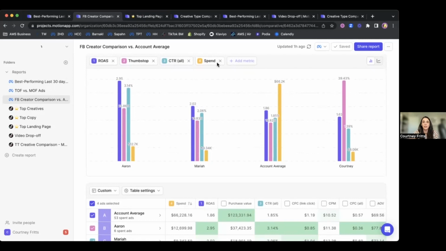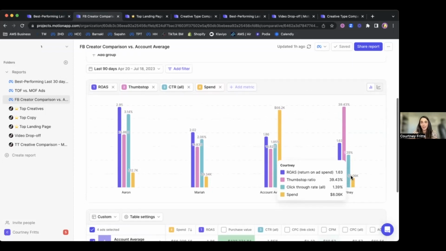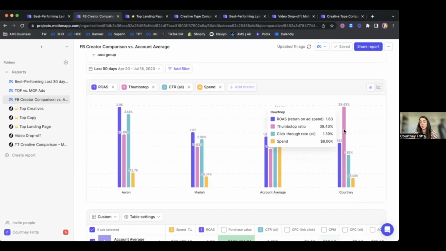So this one, you can add other metrics. You can add 4 different ones. Right now I've added ROAS, thumb stop, click-through rate, and spend. You could uncheck one and add another. But this, I think, is so interesting to be able to see where there's room to grow. For example, my ads on this account, we've only spent $8K, but I have the highest thumb stop ratio of any of the other creatives.